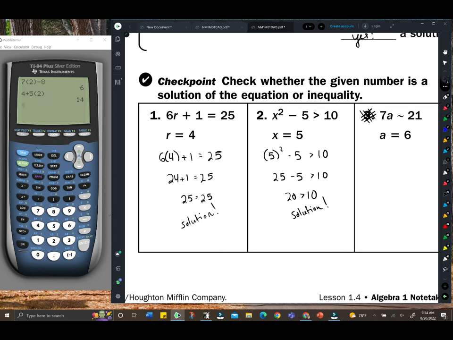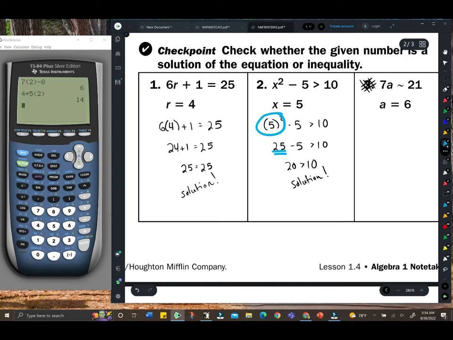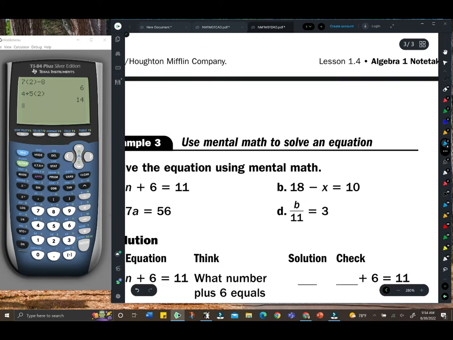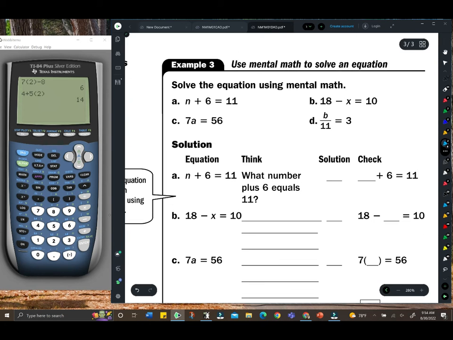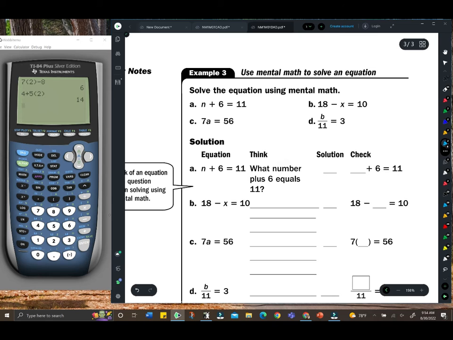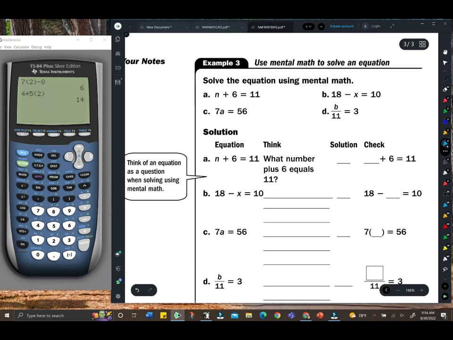Okay, so 1 and 2 are both solutions. Be careful with number 2. That's 5 squared. 5 squared is 25. So you're taking 25 minus 5 to get 20. 20 is certainly greater than 10. Using mental math, now you can use a calculator. It's really not a big deal.